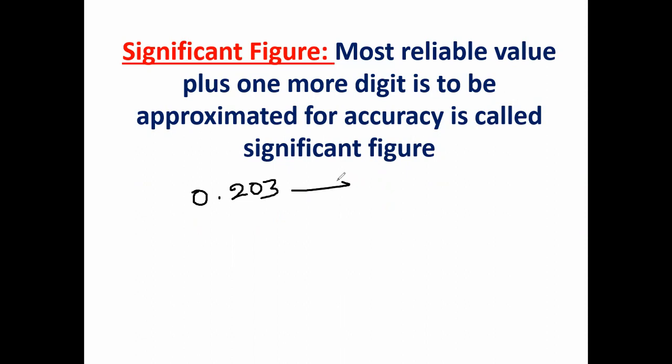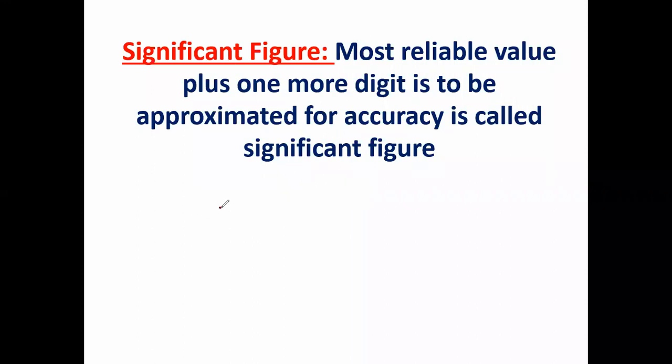If I take 0.203, as 0 is there in between the non-zeros, all of 2, 0, 3 are counted. The number of significant figures will be 3. All 3 are considered.